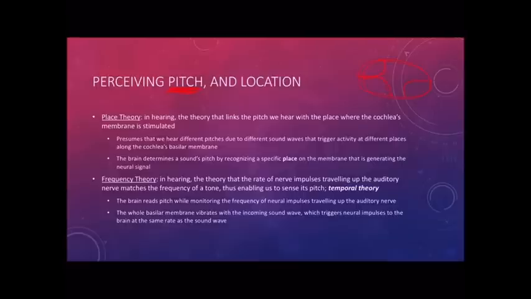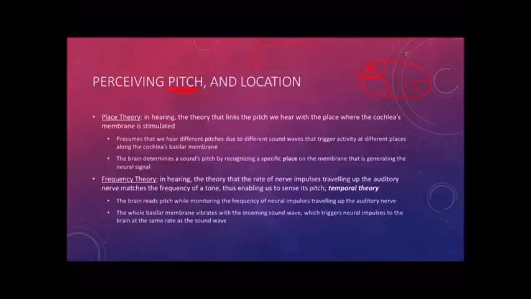So this idea that there's a specific place on the basilar membrane that gets stimulated, which then tells our brain, oh, well, if it's this place that got stimulated, well, then we must be hearing a very high pitch, right? And so when you hear a high pitch, it's because, this theory says, a certain place on your basilar membrane was stimulated, and so your brain interpreted that place as being correlated to high pitch or low pitch. But just know that it's about a specific place on the basilar membrane that determines what pitch you hear.